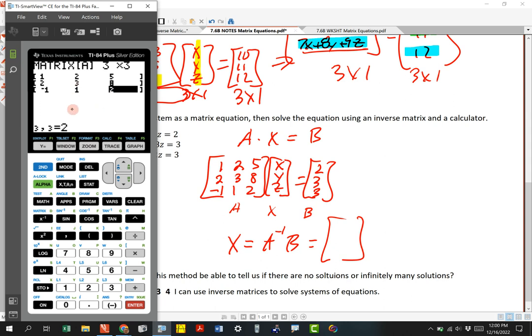How do I do like X, Y, Z? Okay. I've got it in there the right way.